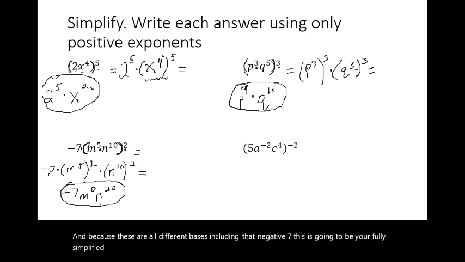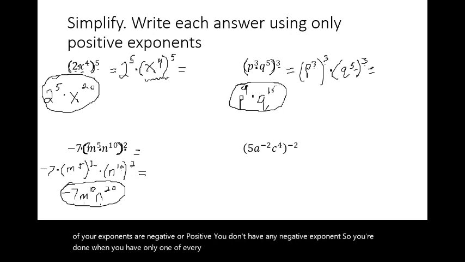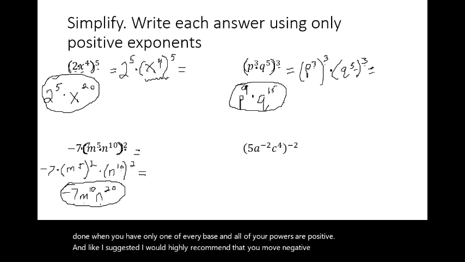You know that you're done when you only have one of every base and all of your exponents are positive. You don't have any negative exponents. So you're done when you have only one of every base and all of your powers are positive. And like I suggested, I would highly recommend that you move negative exponents kind of as a last step.